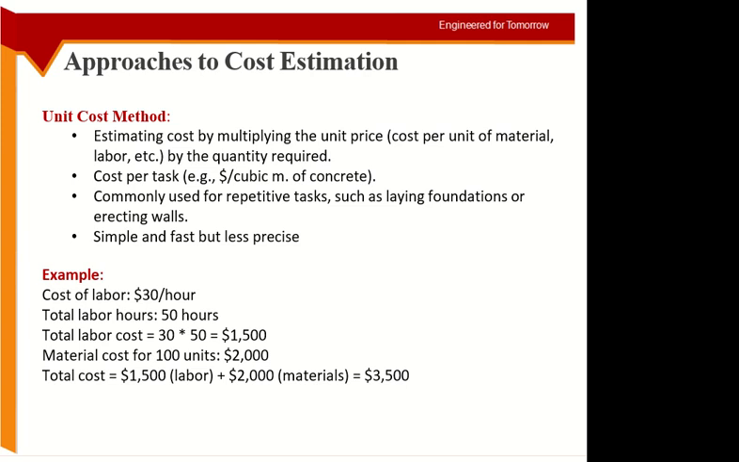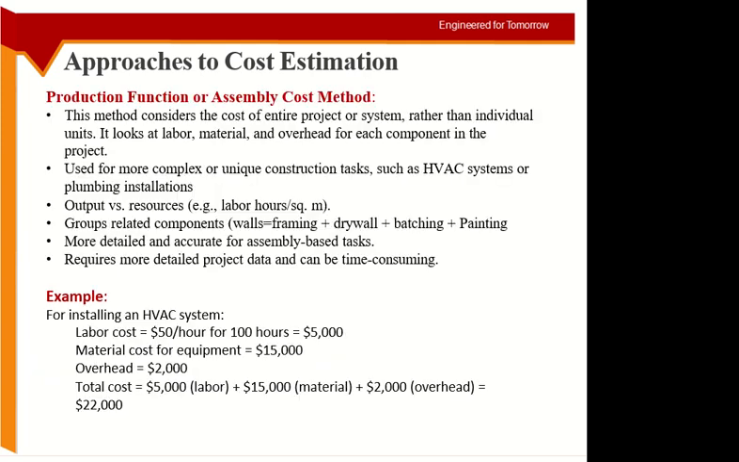Okay, so an example is given here. The labor is costing you $30 per hour. You need 50 hours of the labor. So 30 into 50, 1,500. Then you have the material cost, which for 100 units will cost you $2,000. So per unit is 2,000 upon 100, it's 20 per unit. So total cost will be labor plus material, if you are only using these two. You can add other things as well, equipment and so on, if you are using it.